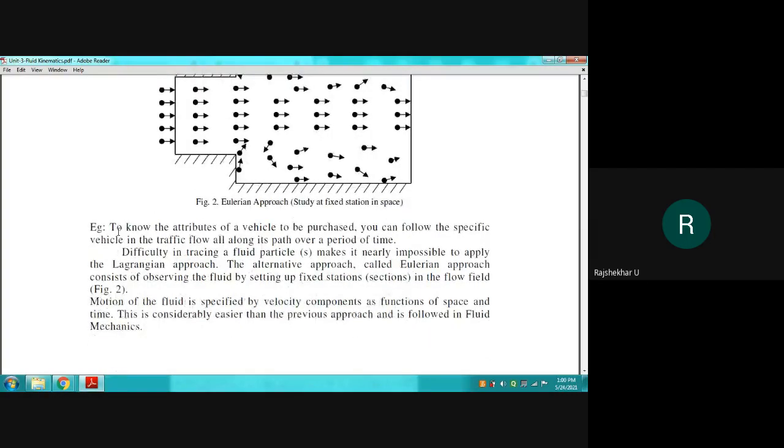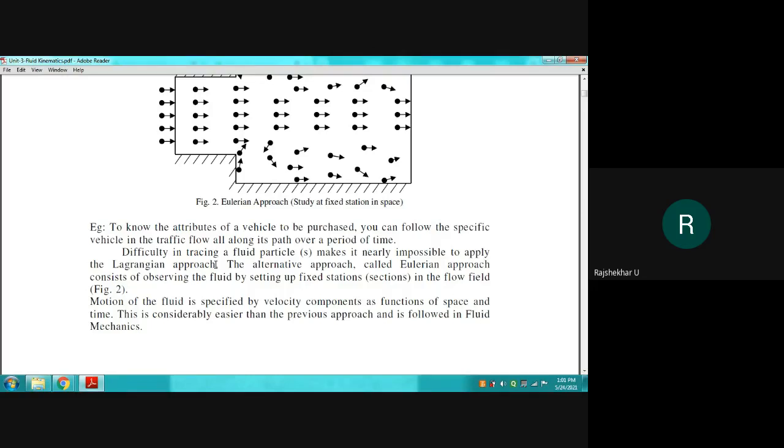So you can see one example is given here. To know the attributes of a vehicle to be purchased, you can follow the specific vehicle in traffic flow all along its path over a period of time. Difficulty in tracing the fluid particle makes it nearly impossible to apply the Lagrangian approach. So it is difficult to follow the fluid particle everywhere.